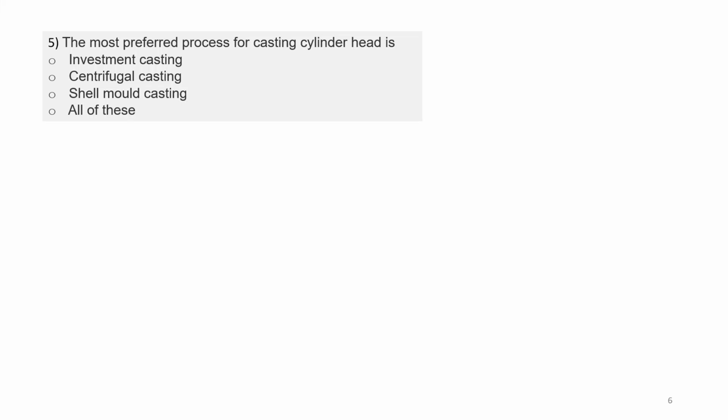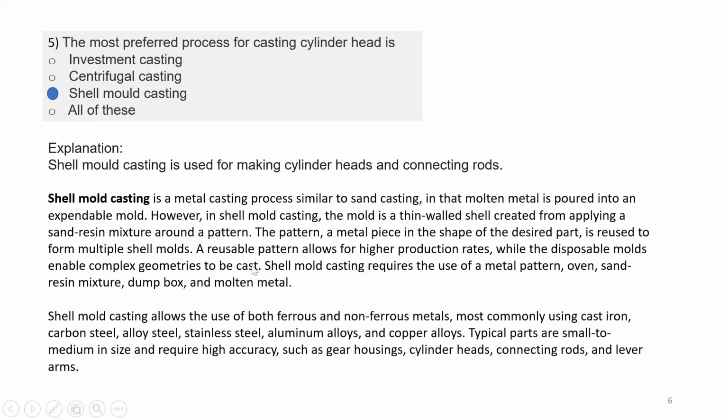Next question is, the most preferred process for casting cylinder head is? So your options are investment casting, centrifugal casting, shell mold casting, and all of these. So I would suggest you should remember some of the applications which can be asked in questions or in exam. Okay, so you should remember at least main applications of these casting methods. So here answer will be shell mold casting. Okay, so this casting is used for making cylinder heads and connecting rods.